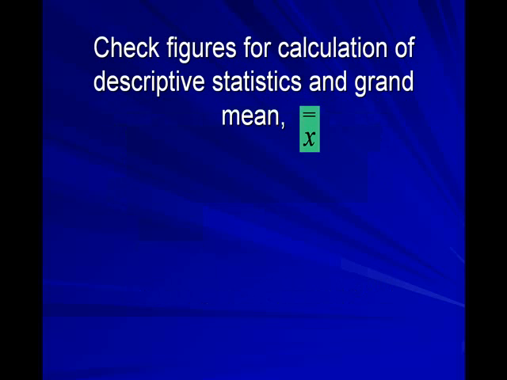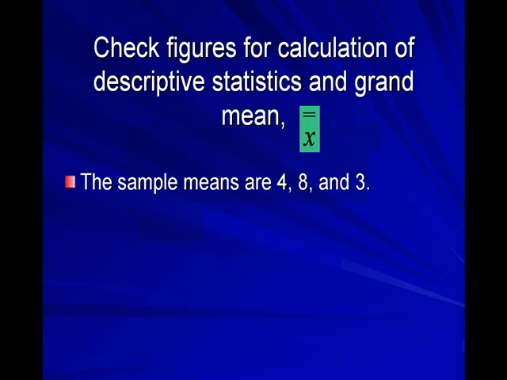Here are some check figures for the calculation of descriptive statistics for each of the 3 groups, and then for the grand mean, x bar bar. That's the mean of the sample means. The 3 sample means are 4, 8, and 3. The grand mean then is the sum of those 3 divided by 3, or 4 plus 8 plus 3, that's 15 divided by 3 is 5, the mean of the sample means.